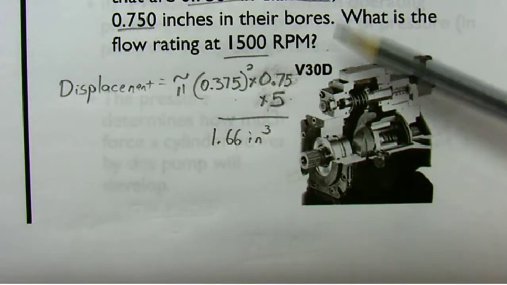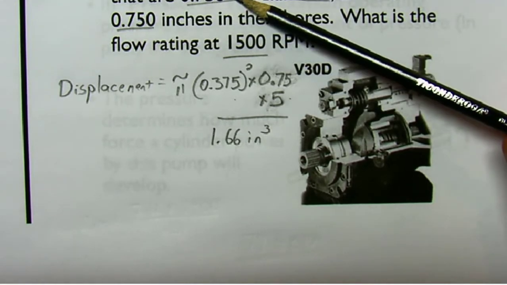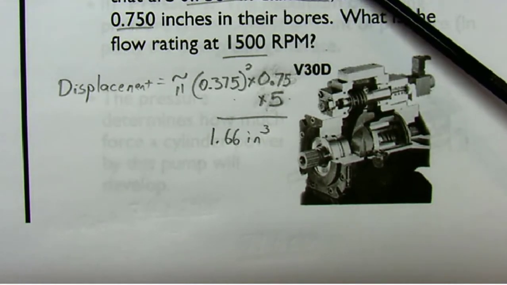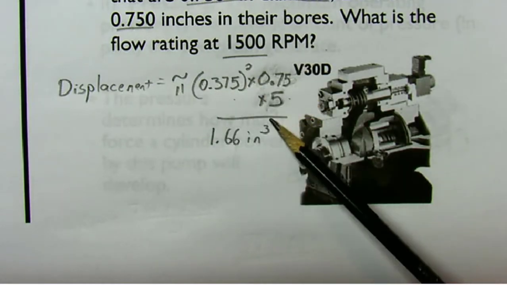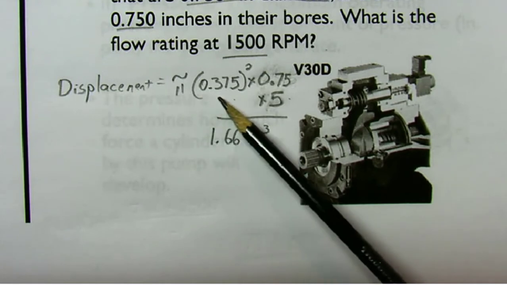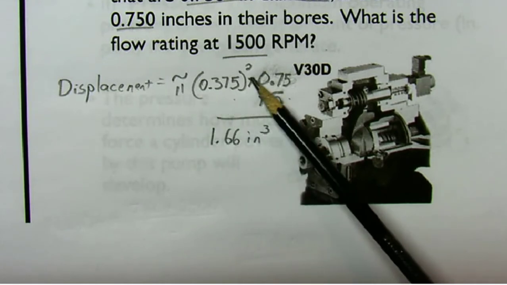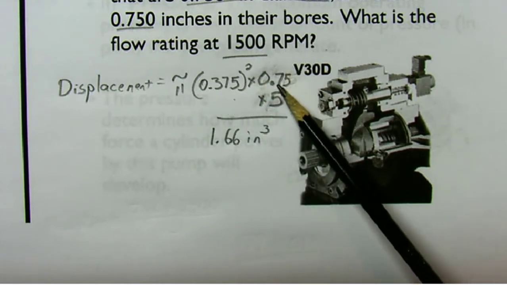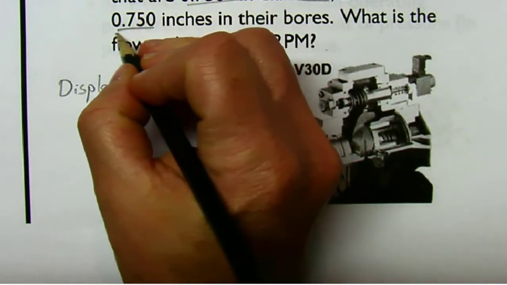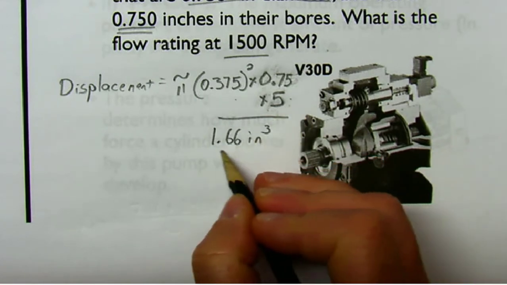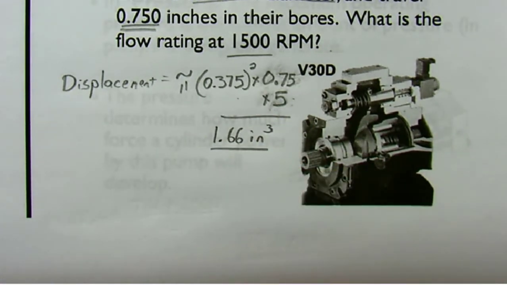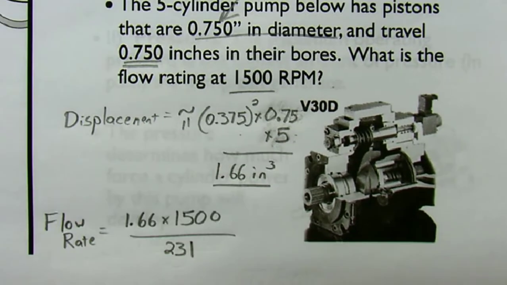Okay, well, since your bore is 0.75, your radius must be half of that, or 0.375 inches. Therefore, our displacement is going to be pi r squared times the height times the number of cylinders. That's pi times 0.375, our radius, squared, times our stroke of 0.75, since the bore and stroke were the same here, times 5 cylinders, and you should get about 1.66 cubic inches. That's the number we need for our formula.